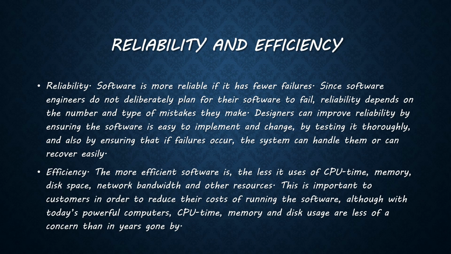Reliability and efficiency. Reliability. Software is more reliable if it has fewer failures. Since software engineers do not deliberately plan for their software to fail, reliability depends on the number and type of mistakes they make. Designers can improve reliability by ensuring the software is easy to implement and change, by testing it thoroughly, and also by ensuring that if failures occur, the system can handle them or can recover easily.